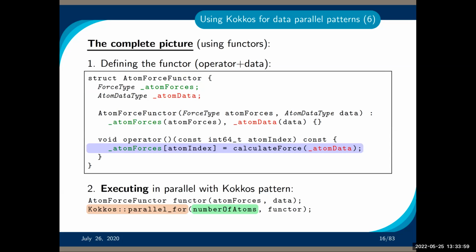So here's an example where you have an atomic force functor. It has atomic forces, which is an array. It has a data type, some data in it. And it's got a function call operator that takes an index and updates that element in the array. And the way you would execute that inside Kokkos is you would call parallel for, pass the number of atoms you want to process, and pass in a functor.